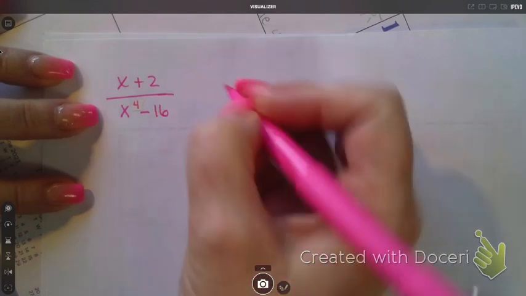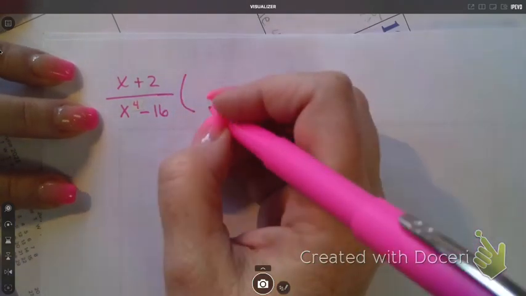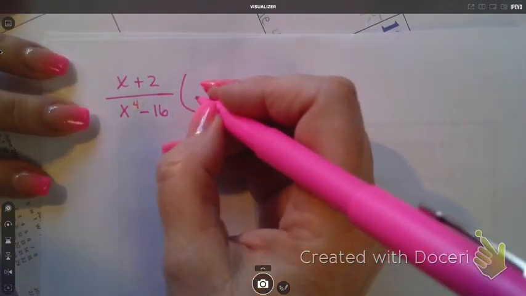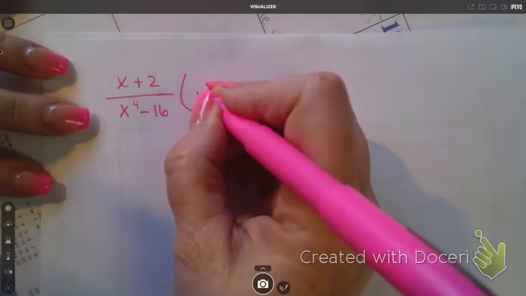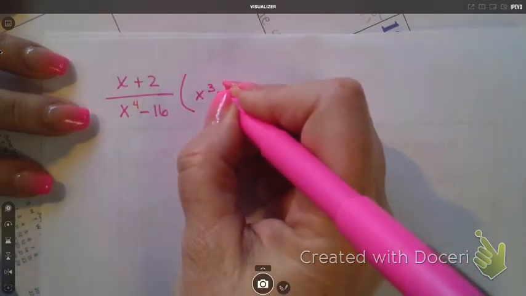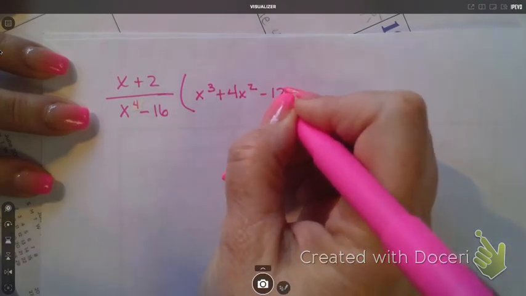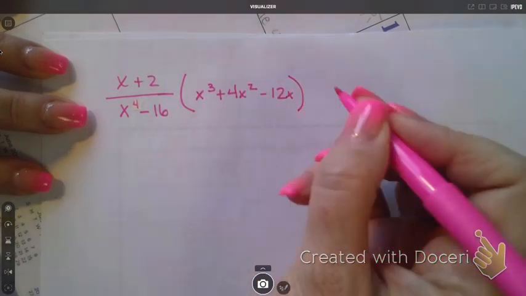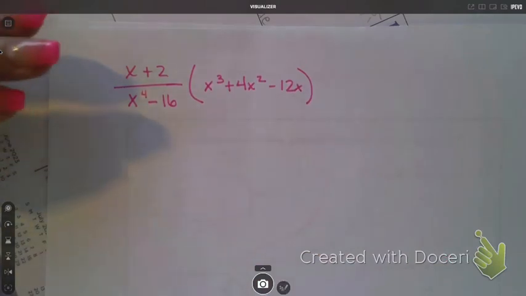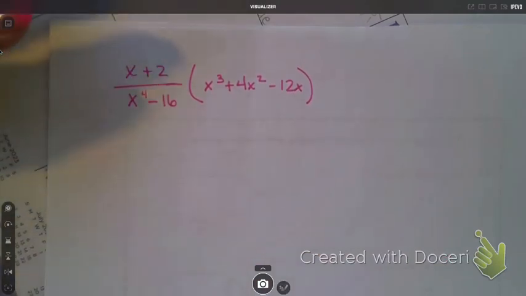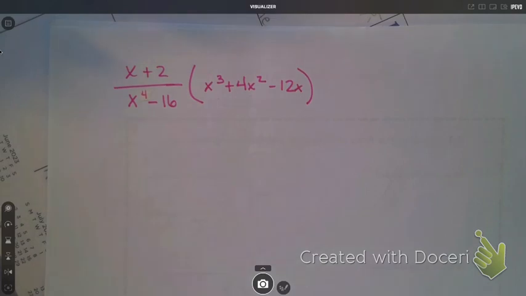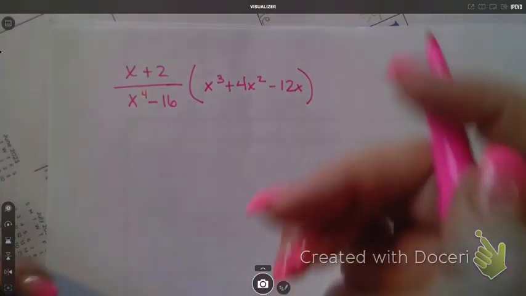X to the 4th minus 16. And they just have it times x cubed plus 4x squared minus 12x. So is this any different than what we just got done doing? No. The second polynomial, the denominator, is just what? 1. So it really doesn't matter. I need to do what with it?